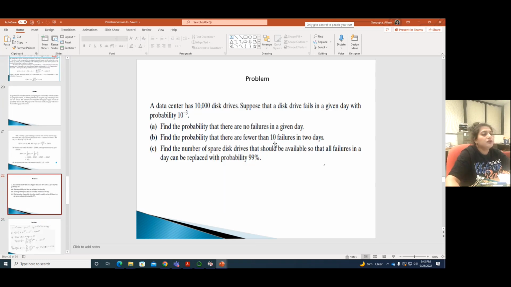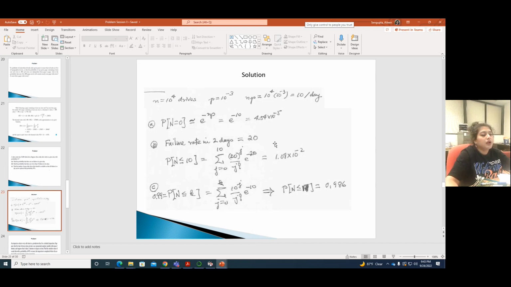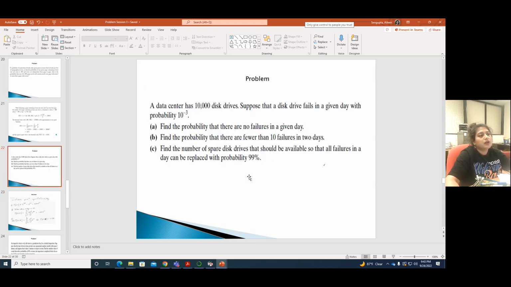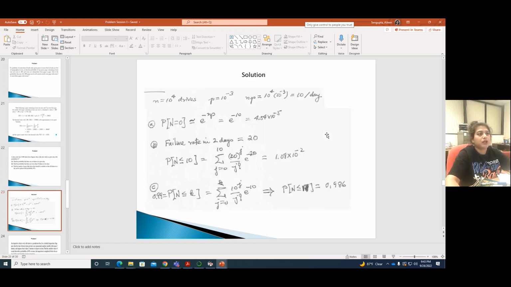let's see. So this is a Poisson's problem. This Poisson's problem was something I was trying to discuss in the class, but the basic thing is that you should know that the rate is given, and the rate that we have for 2 days or 3 days or 10 days or 5 milliseconds, 10 milliseconds, that should be applied.